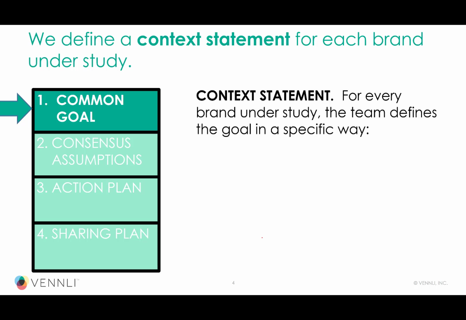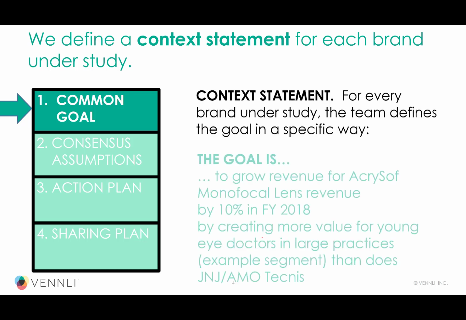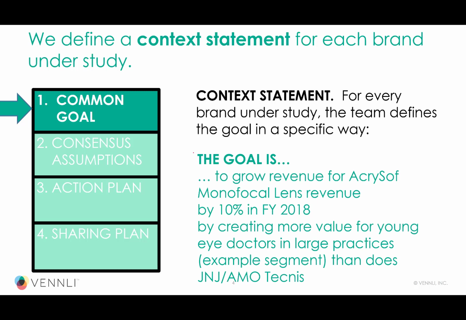So beginning with the common goal, the context statement, again, you're familiar with, but the point here is to get the team on the same page very quickly and be very specific: we're looking for a revenue outcome here. And this is the key phrase: by creating more value for the customer. We pick a customer segment here, young eye doctors in large practices, just to illustrate. But this turns on its head very often the typical approach to thinking and ideation, because we're going to get everybody looking through the lens of the customer. And then, of course, you've got the competitor there as well.